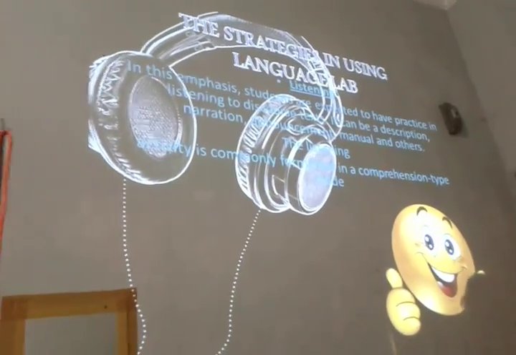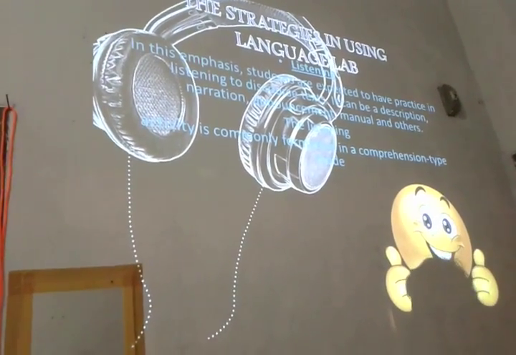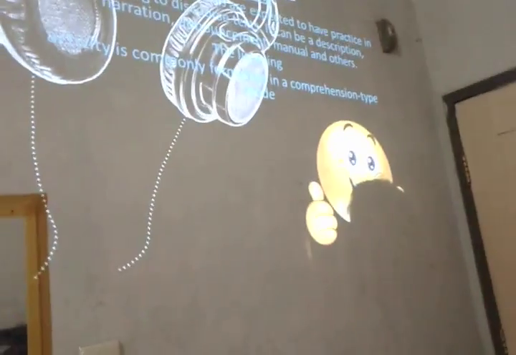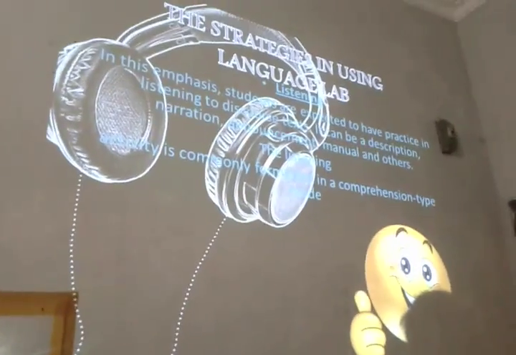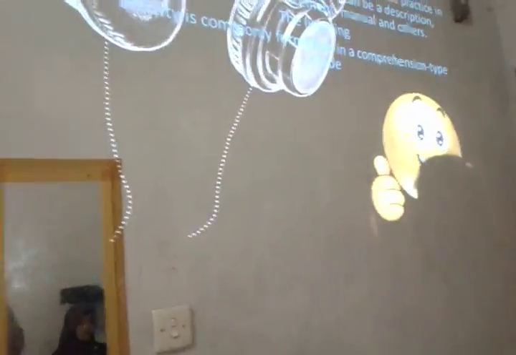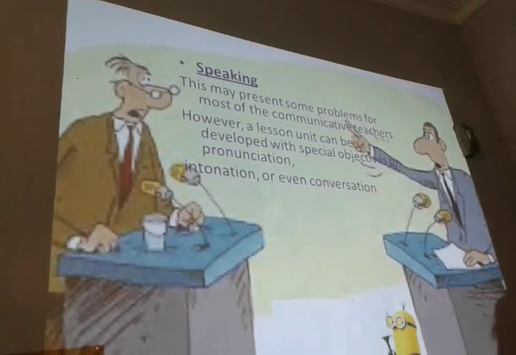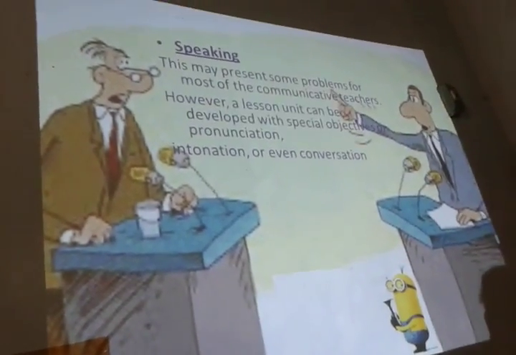Next, the strategies in using the language lab. There are four parts. The first part is listening. This emphasizes that students are expected to practice listening to discourse texts. It can be description, narration, announcement, manual, and others. The listening activity is commonly formatted in a comprehension type mode. The second part is speaking. This may present some problems for most communicative teachers.